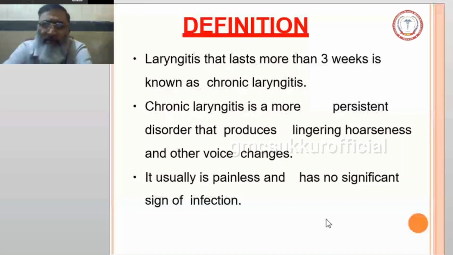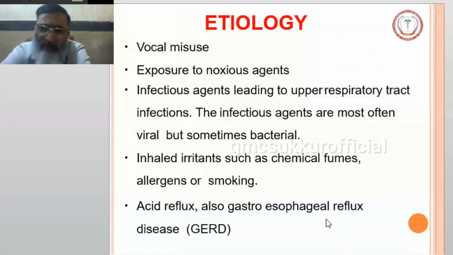Same things: vocal misuse, exposure to noxious agents, infectious agents leading to upper respiratory infection. Infectious agents are most often viral, but sometimes bacterial. Inhaled irritants such as chemical fumes, allergens, smoking, and acid reflux also, esophageal reflux, that is the hydrochloric acid which comes from the stomach, damages the esophagus and the pharynx, then the larynx, which causes damage to the epithelium. This is known as decortication of the epithelium of the larynx.